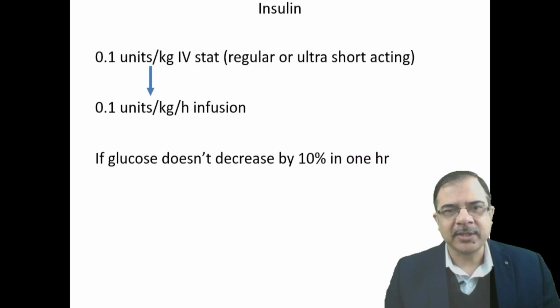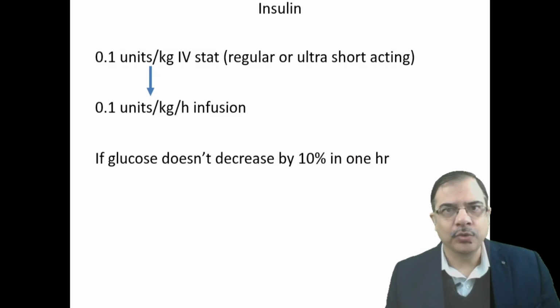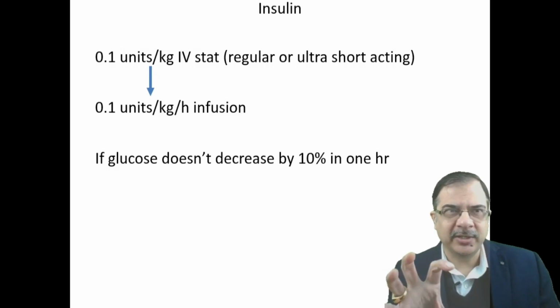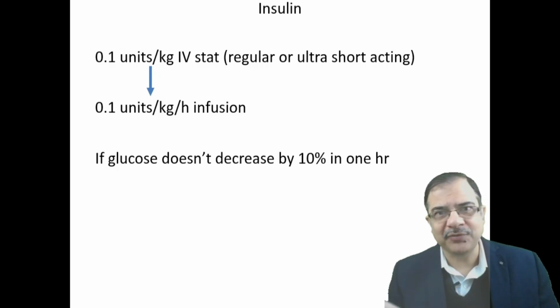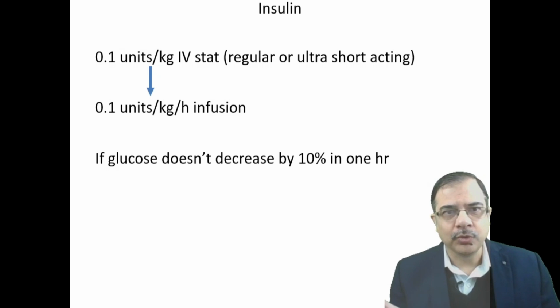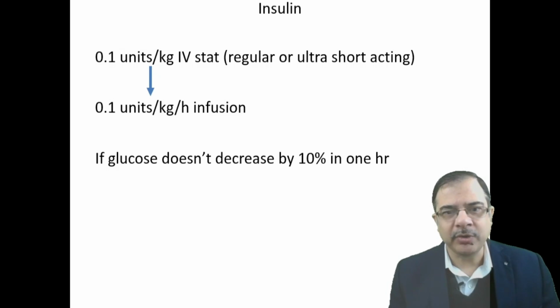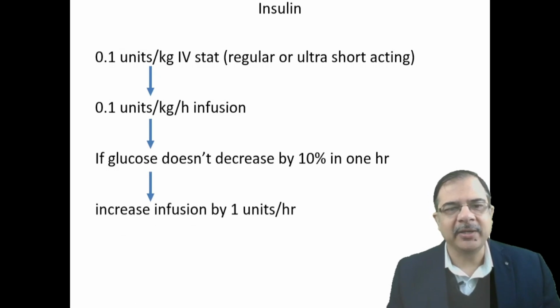And we will monitor the sugars, and if the blood glucose does not decrease by 10% in 1 hour, so suppose the patient's initial presentation was 500 of blood glucose, after 1 hour we should expect it to decrease by 50 milligram per deciliter, 10% in 1 hour. But if that is not achieved, then we increase the infusion by 1 unit per hour.